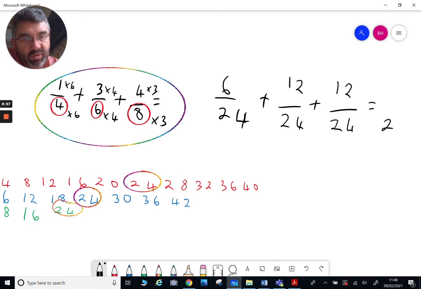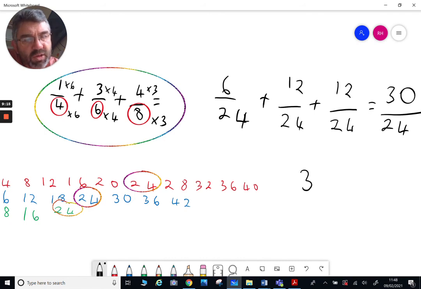So what have we got? We've got an answer over 24 because the 24 doesn't change. 12, 12 and 6. 2 12s, 24. 24 and 6 is 30. Now again, let's type that up, shall we? That doesn't look very neat. Is 30.